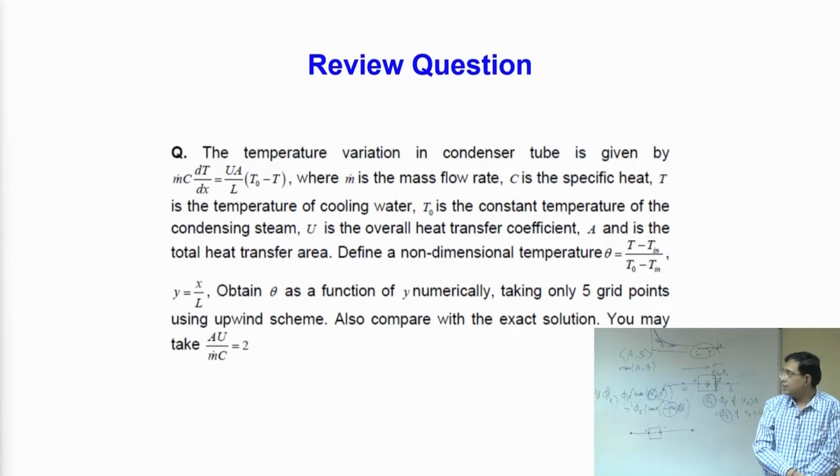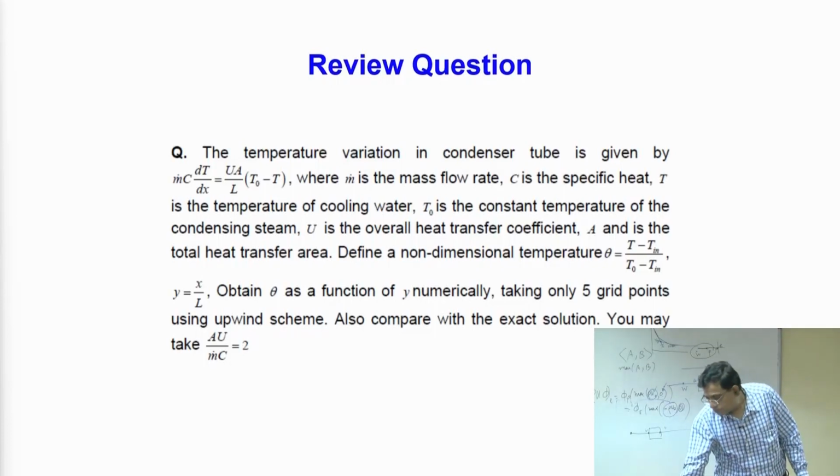So, what you are asked to do is define a non-dimensional temperature, theta is T minus T in by T naught minus T in, where T in is the inlet temperature in the heat exchanger, and you use a non-dimensional x and call it y equal to x by L, and you take 5 grid points and use the upwind scheme.